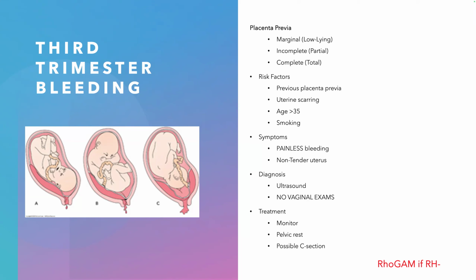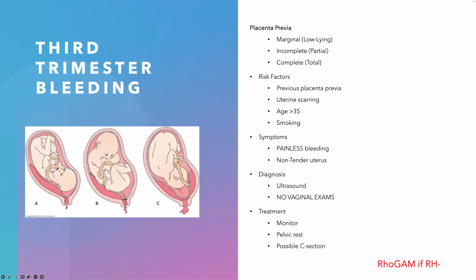So symptoms: painless bleeding, non-tender uterus. And when I say painless bleeding, I don't mean the pain is in the vagina. I mean they have no abdominal pain. They feel fine. They're not contracting. All of a sudden they had bleeding. And so how do we find this? We find this a couple ways.